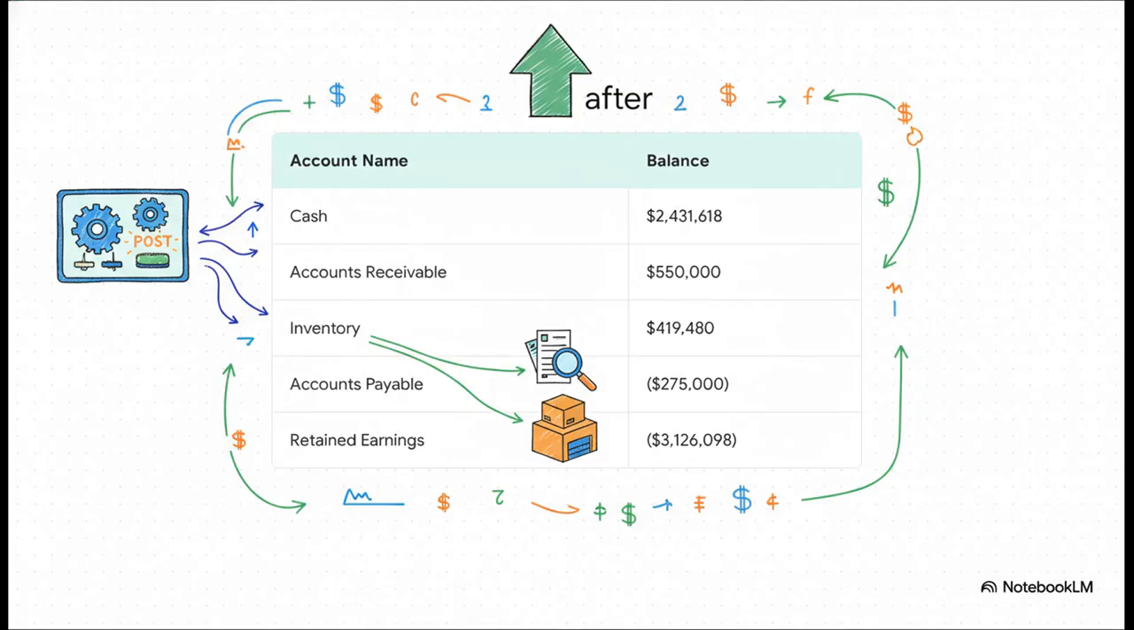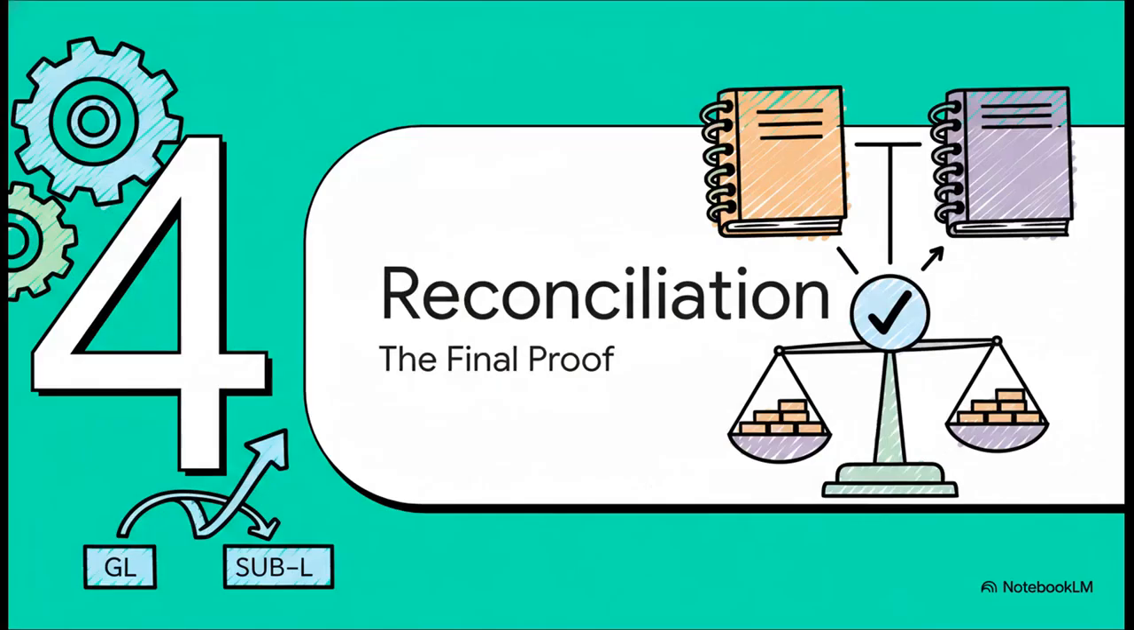And take a look. Here is the after picture. With that one single post, our chart of accounts is instantly alive with the correct balances. You can see how the control accounts like accounts receivable and inventory now have values that should, in theory, perfectly match all the details we already loaded into their subledgers. But hey, theory isn't good enough, right? We are not done until we prove it.